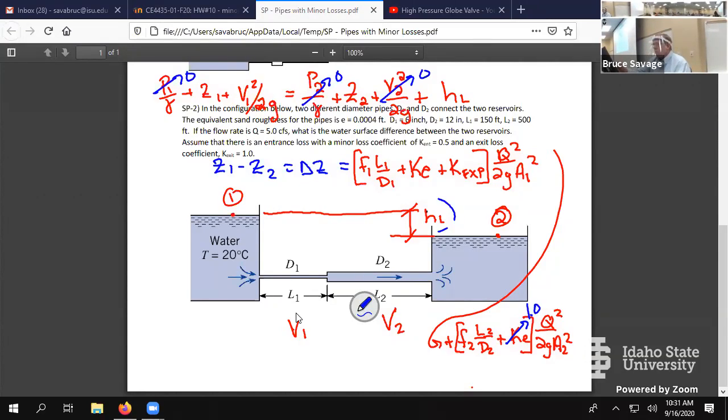And because I know the flow rate, I can calculate the friction factor for each of those pipes. I can calculate the Reynolds number 1, Reynolds number 2, the E over D. So I can get the friction factor for both of those. I know the lengths and the diameters. I can look up the minor losses. I know the flow rate, I know the area, I know these as well. Everything is known now. So now it's just plug and chug and solve for delta Z.